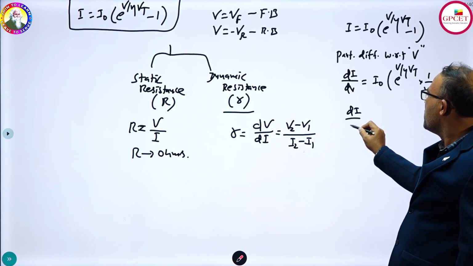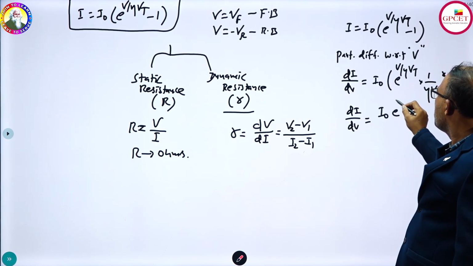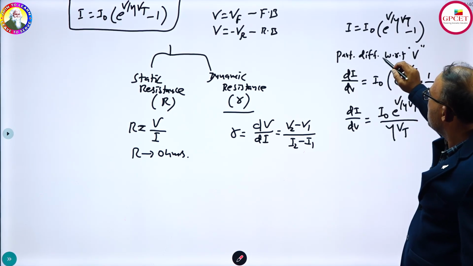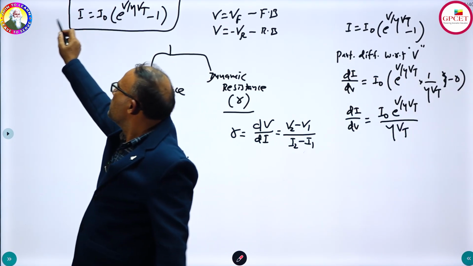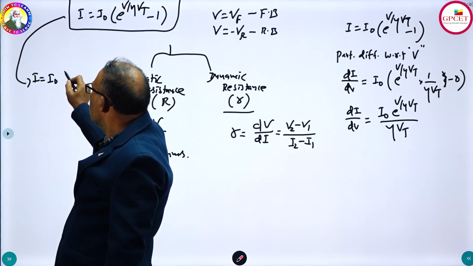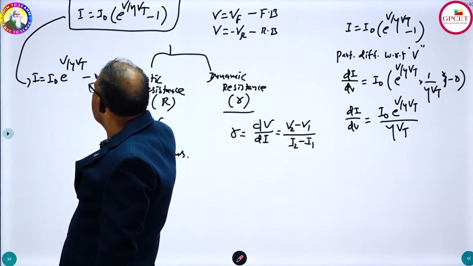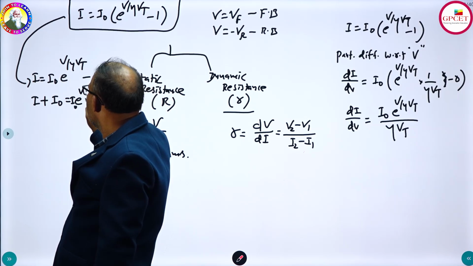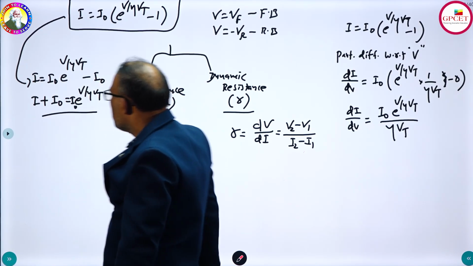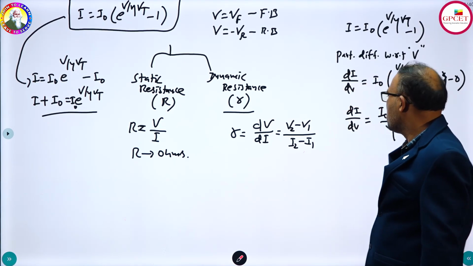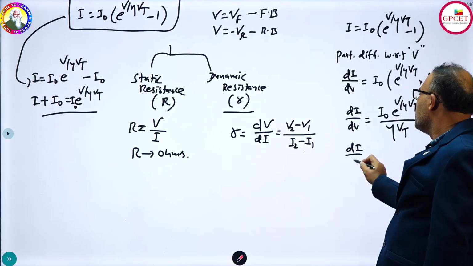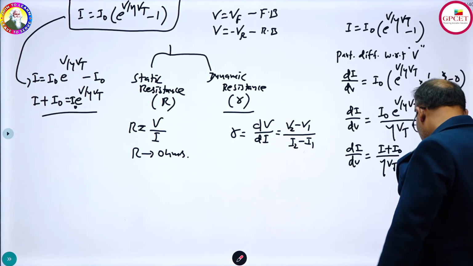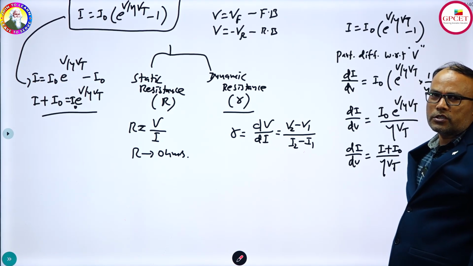So therefore I get dI by dV is equal to I naught into e power V by eta Vt, whole divided by eta Vt. But from the first equation, if I split it into two parts, I is equal to I naught into e power V by eta Vt minus I naught. So bring this I naught to that side: I plus I naught is equal to I naught into e power V by eta Vt. So instead of I naught into e power V by eta Vt, I can write I plus I naught. Therefore, I got dI by dV is equal to I plus I naught divided by eta Vt. If we compare I and I naught, I is called the majority charge carrier current, and I naught is called the reverse saturation current.